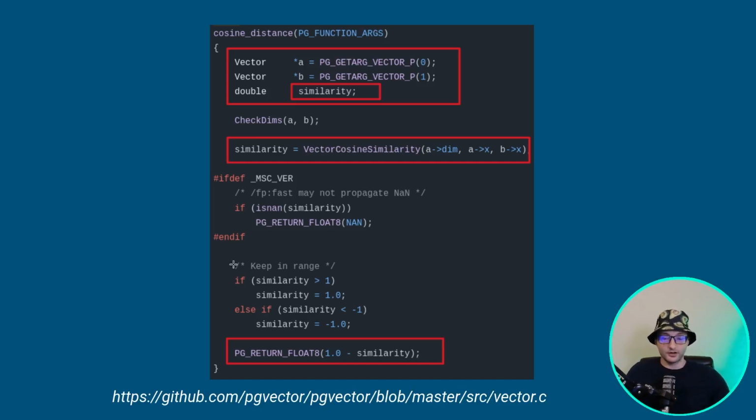Now, one extra implementation detail here is this part. This is just making sure that if you have a similarity value that is larger than 1 or smaller than -1, then it brings that number back to the range. Now, why do you need this part? If you look at the math behind the cosine similarity function, it's not possible to return a number that is smaller than -1 or larger than 1.